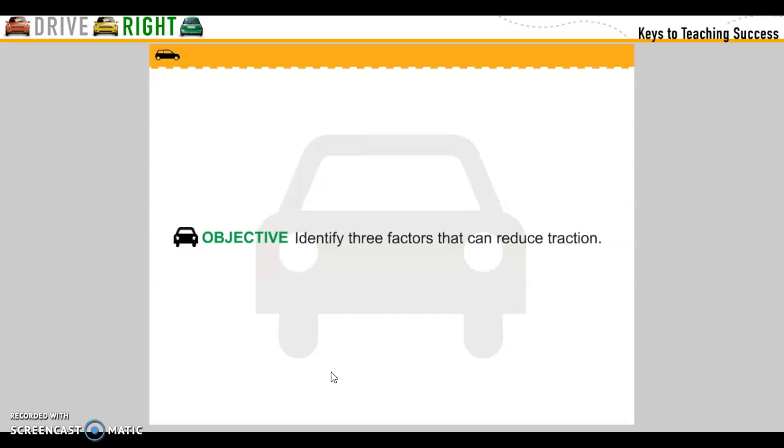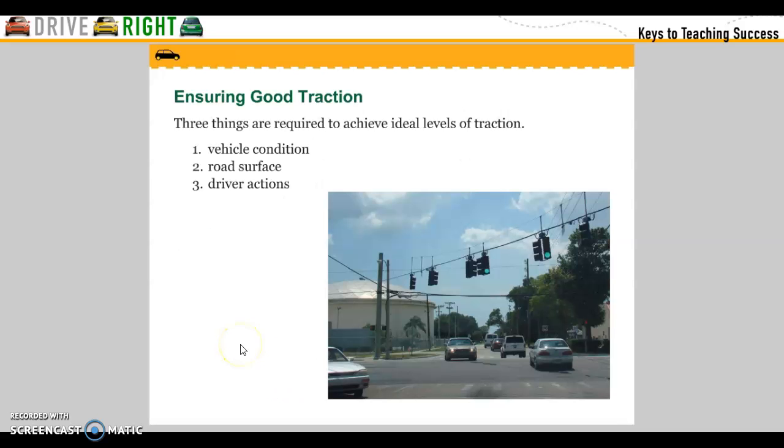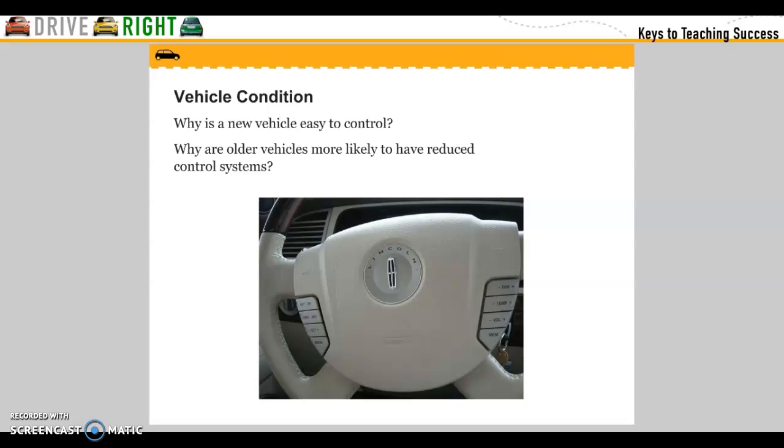Objective: identify 3 factors that can reduce traction. Ensuring good traction. 3 things are required to achieve the ideal level of traction. Number 1, vehicle condition. Number 2, road surface. And number 3, driver actions. Vehicle condition. Why is a new vehicle easy to control? Why are older vehicles more likely to have reduced control systems?